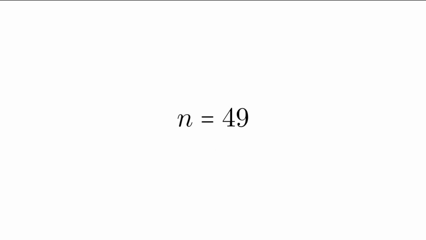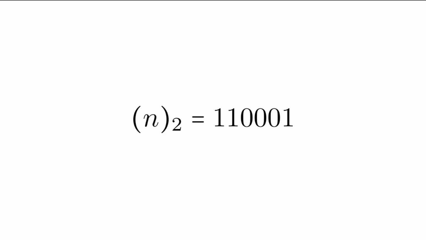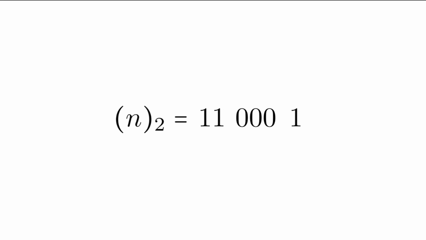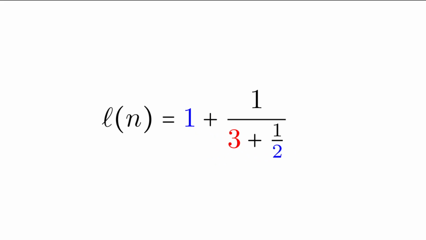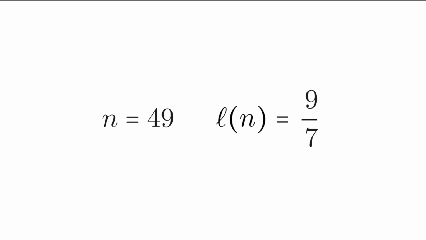We'll use 49 as n, then write n in binary, and this time we'll split the number into groups of consecutive ones and zeros. Then instead of evaluating the left and right rules, we just have to write these numbers as the elements of a continued fraction, and evaluate. So the 49th fraction in the sequence is 9/7.